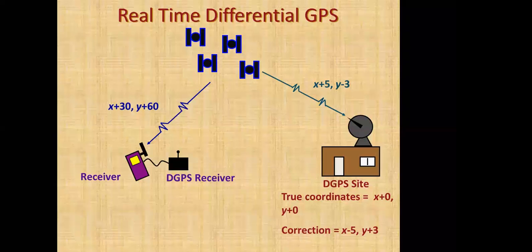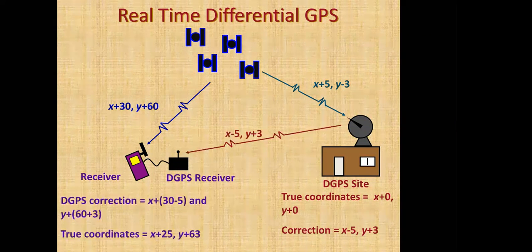The receiver will have a GPS receiver as well as a DGPS receiver. It will get a signal from the GPS receiver and compute its position as X plus 30 and Y plus 60. And using the DGPS receiver, it will get a correction of minus 5 and plus 3. Next. So it will apply the correction, and after applying the correction, the rover at the remote site will get its correct position, X plus 25 and Y plus 63. Next.